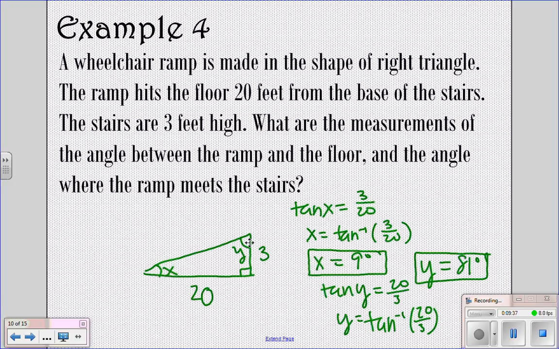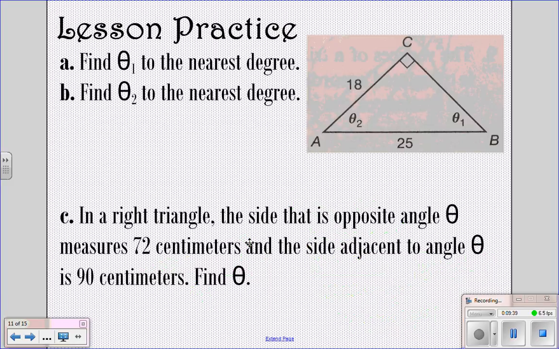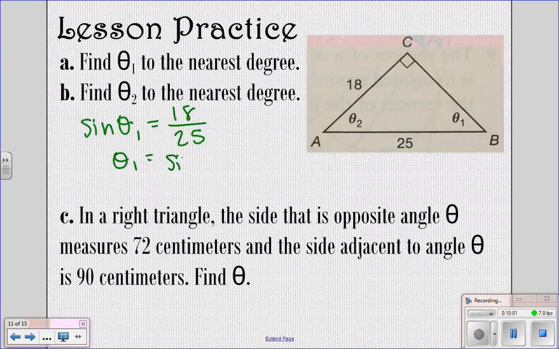All right, so now we're going to look at the practice problems. So see if you can do A, B, and C by yourself, and then you'll unpause the video and I'll go over the answers. So for theta 1, we've got opposite and hypotenuse. So we're going to do the sine of theta 1 equals 18 over 25. And so theta 1 is sine inverse of 18 over 25. And if you plug that in to your calculator, you should get 46 degrees.